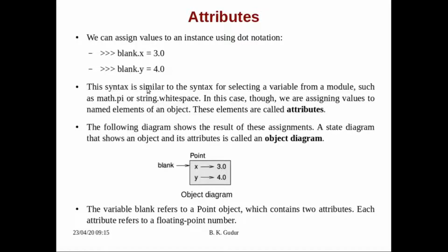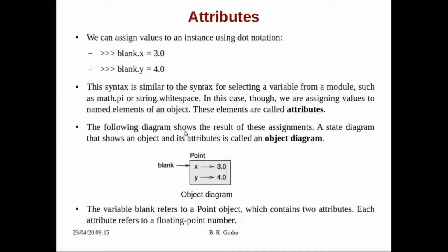This syntax is very similar to the syntax for selecting a variable from a module, such as math.pi or string.whitespace. Means we are going to use the variables whitespace or pi from these particular modules. In the same way, you can consider blank as a module, and x and y are variables in that. In this case, though we are assigning values to named elements of an object, these elements are called attributes. Okay, so x and y are called attributes of a class.